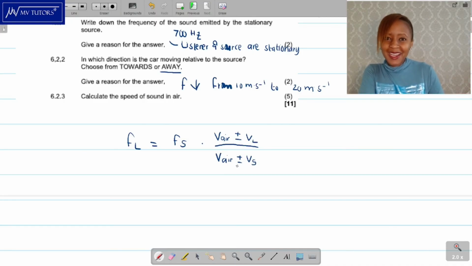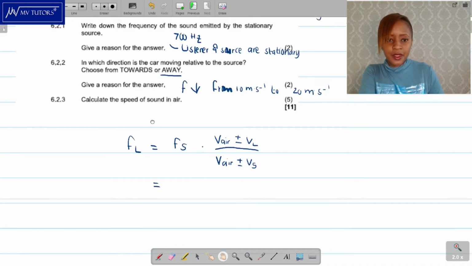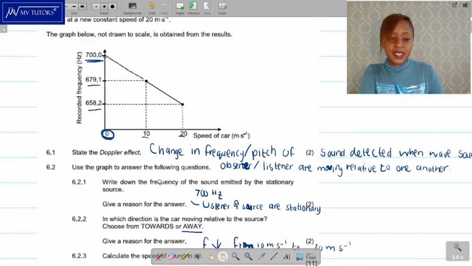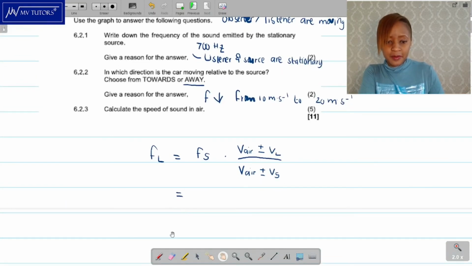Okay, so now which is which? Do you choose a positive or a negative here, and also at the bottom? Let's just put in what we know. Looking at the graph, you can choose which one you would like to go with. Do you want to go with the speed of 10 and a frequency of 679.1, or the speed of 20 and a frequency of 658.2? Both will yield the same answer. I'm going to go with the speed of 10 and a frequency of 679.1.